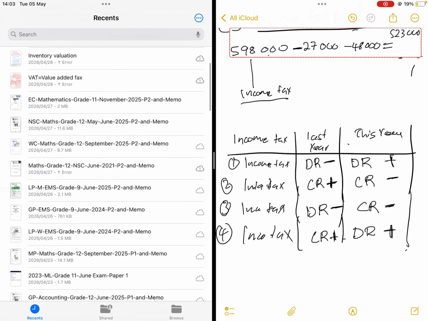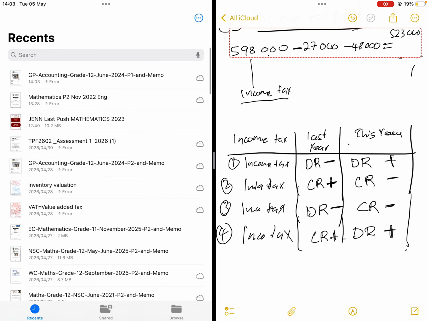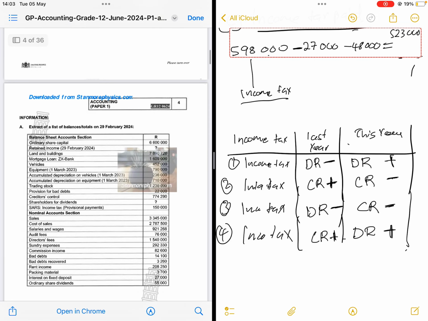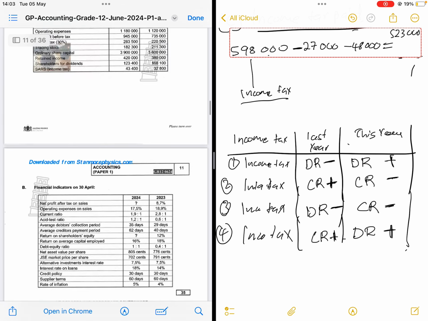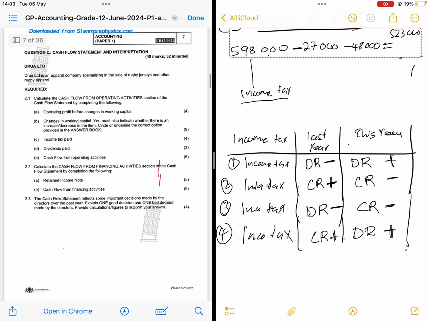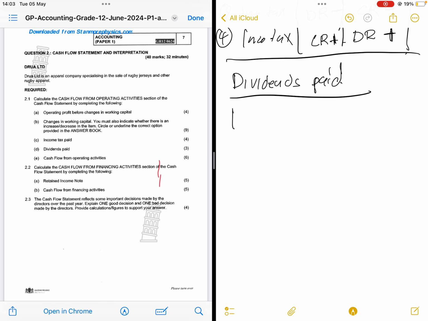So, where is the question paper? The next question is number D, which is dividend paid. 3 marks. Dividends paid is equal to the interim plus the final of last year. That's it. The final is the shareholders for dividends for last year.